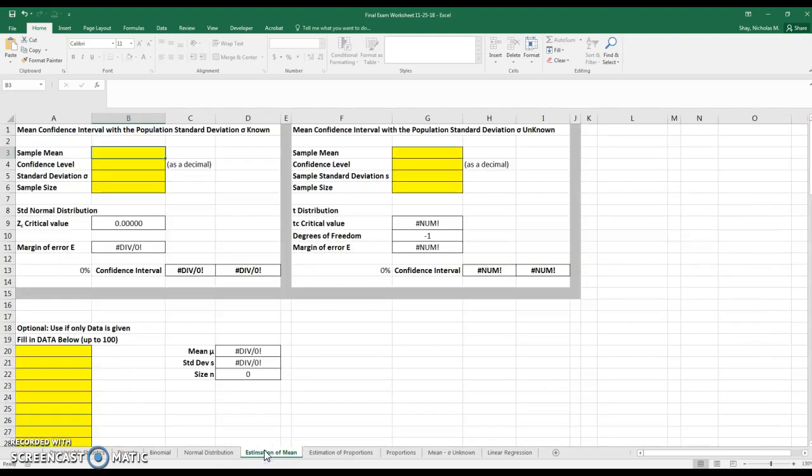Next one is confidence intervals for means. We have two different situations: mean confidence intervals with population standard deviation sigma known, which we don't use very often because we rarely know the value of sigma. So more often than not, we're going to be using mean confidence intervals with population standard deviation sigma unknown. Again, more often than not, when you're doing a confidence interval for a mean, you're going to be using this right side over here. You'd enter your sample mean, confidence level, sample standard deviation, and sample size, and it will spit the confidence interval here. So I'm just going to make up some numbers.